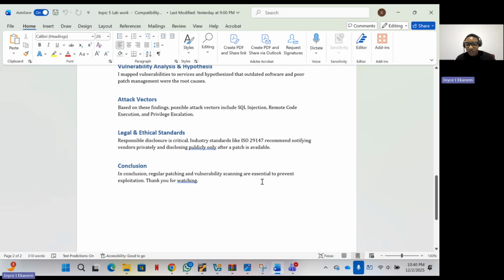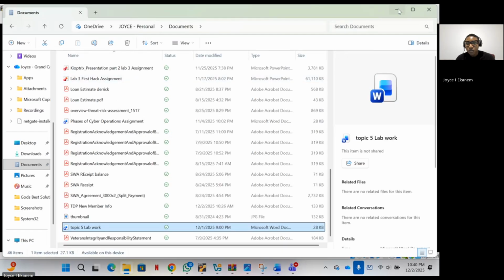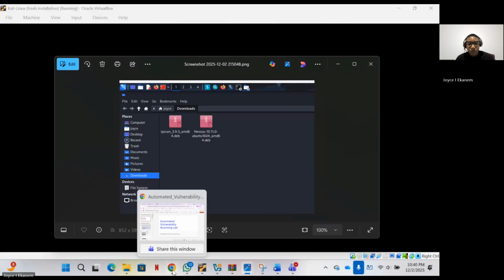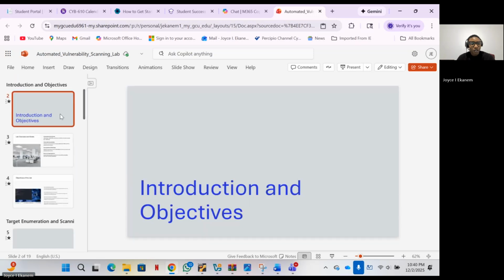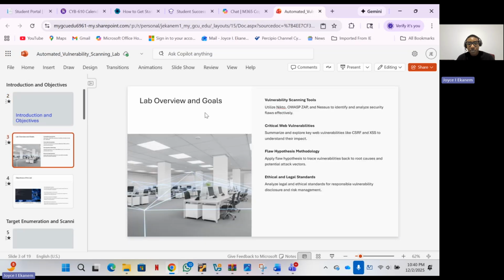Let me go ahead and show you all the slides. I hope you can see my screen. So, the automated vulnerability scanning. Here's the slide. Introduction and objective. And here we have the lab overview and the goals.